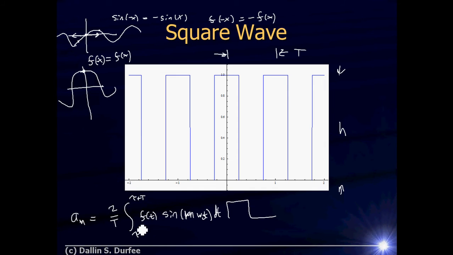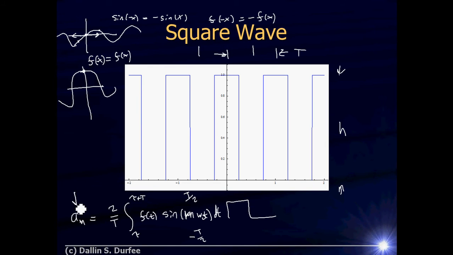So instead of integrating from 0 to 1 period, what if I integrate from minus half a period to half a period? My square wave is an even function. My sines are odd. If I multiply them together, I get an odd function. And if I integrate an odd function from some minus value to some plus value symmetrically about the origin, that's going to integrate to 0. It's going to be negative as much as it's positive.